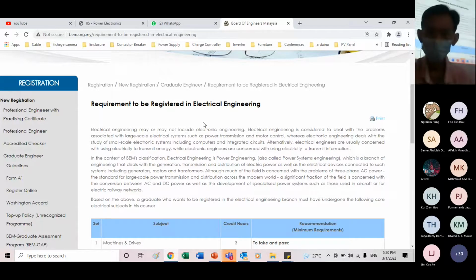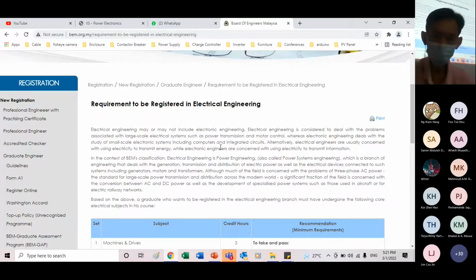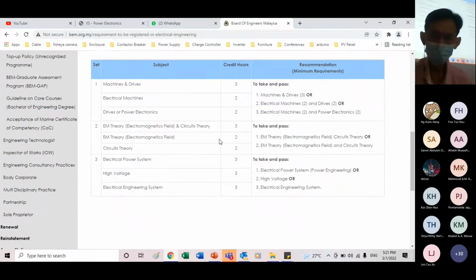Not to worry. Now, how are they going to decide? Because when we submit our form, our degree is E&E. So how are they going to decide you are eligible to register as electrical or electronic? It doesn't depend on your face, you know. What they are looking at is all these subjects. These are the subject lists.